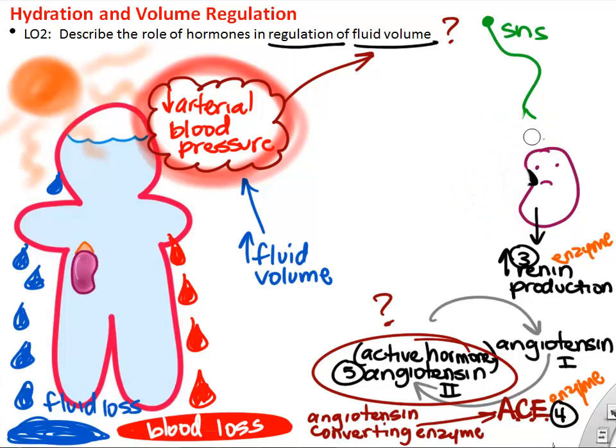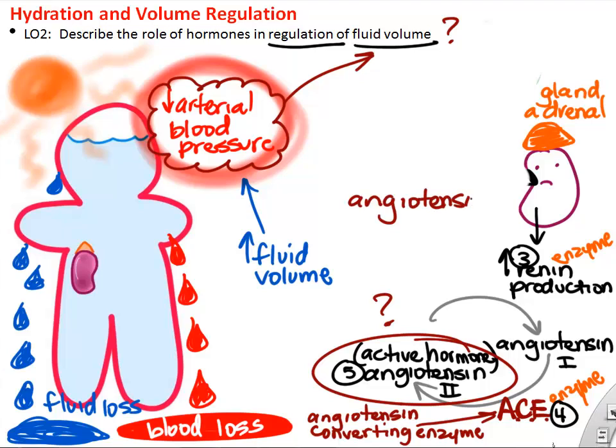And what does angiotensin 2 do for you? Well, one of the things that it does is it goes and signals to the adrenal glands and tells the adrenal glands to release another hormone called aldosterone. So angiotensin 2 went up because the blood pressure was low, and now aldosterone goes up because of angiotensin 2.